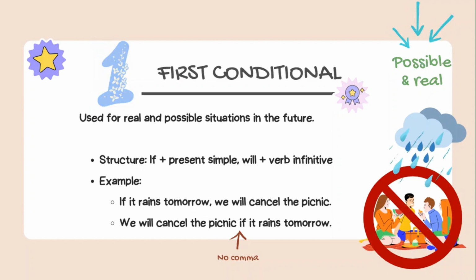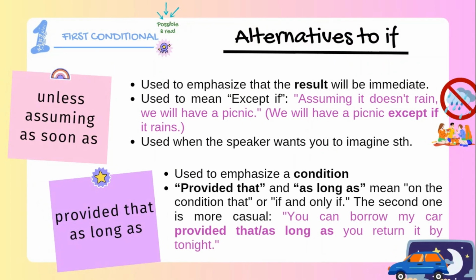In the condition clause, we can use other words instead of if, which are unless, assuming, as soon as, provided that, and as long as. The first three are used to emphasize the result, and they mean except if. In the example we have here, we use the word assuming instead of if, and it sounds like this. Assuming it doesn't rain, we will have a picnic, which means we will have a picnic except if it rains.